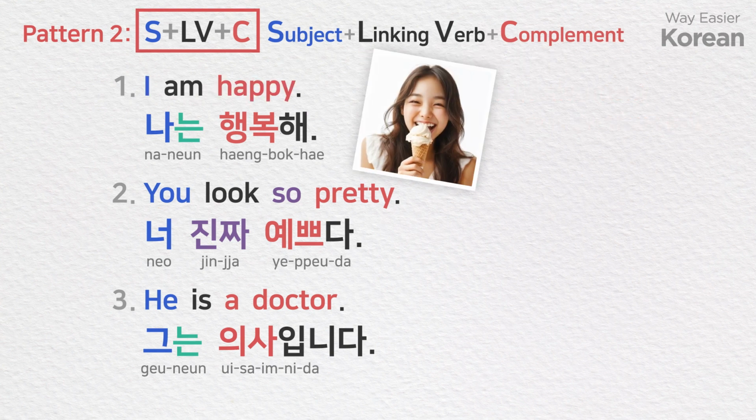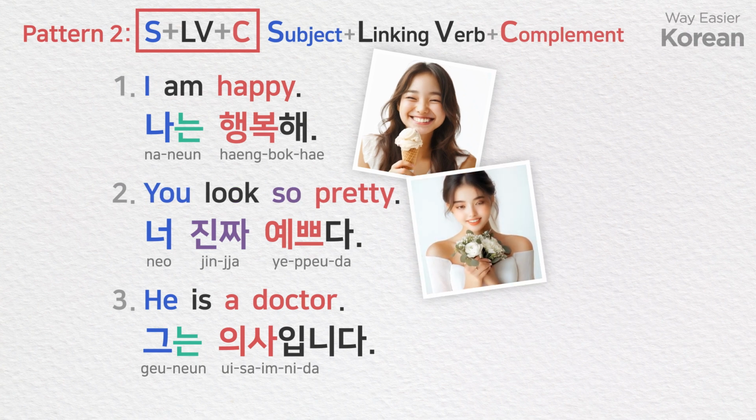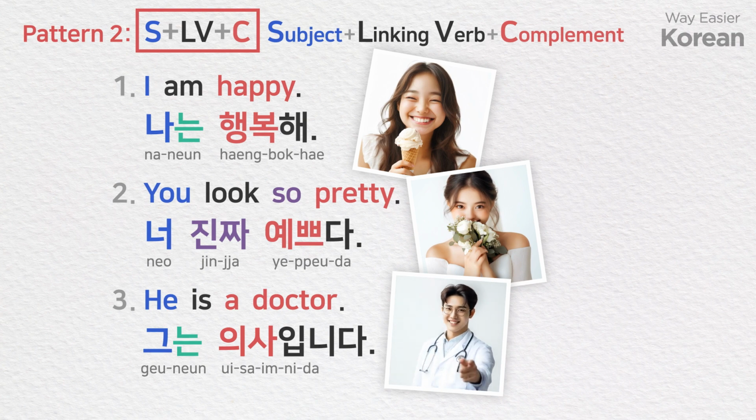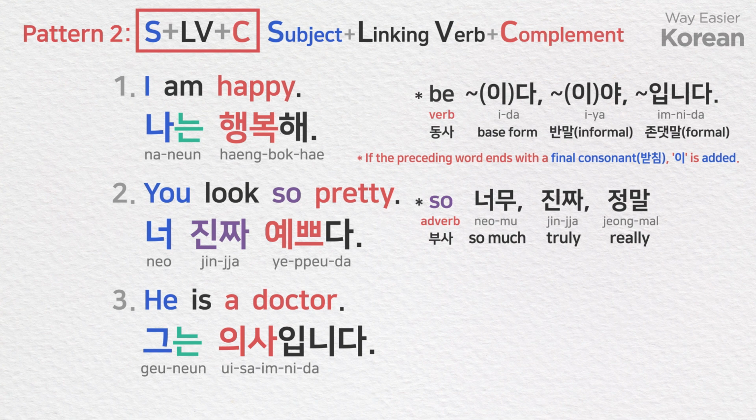I am happy. 나는 행복해. You look so pretty. 너 진짜 예쁘다. He is a doctor. 그는 의사입니다. Here, the verbs are interpreted as 이다, 이야, 입니다. If the preceding word ends with a final consonant 받침, 이 is added, and if it ends with a vowel, 이 is omitted. So 진짜 means 너무, 진짜, 정말 in Korean.